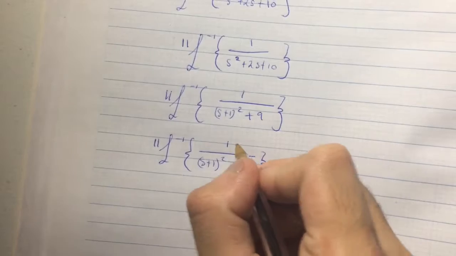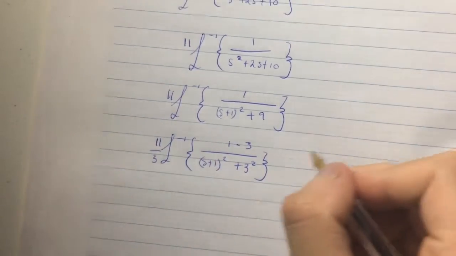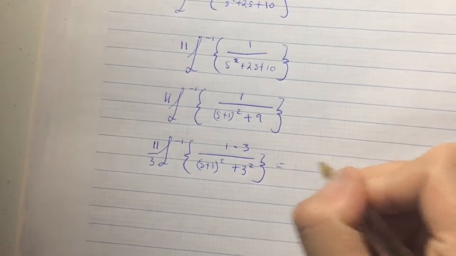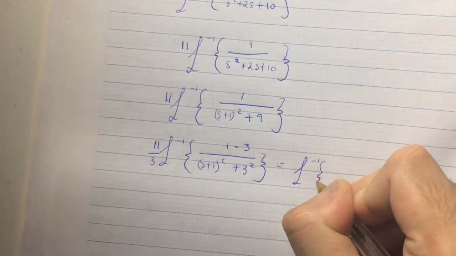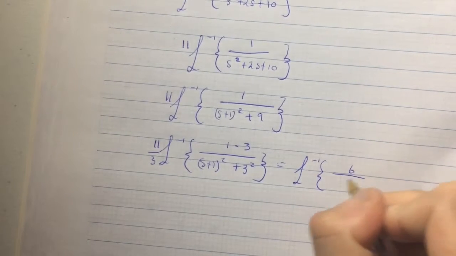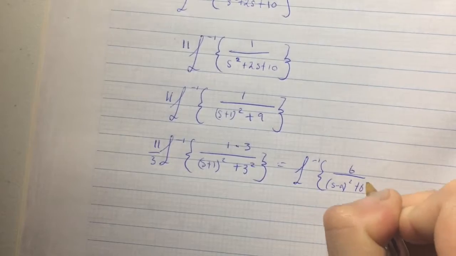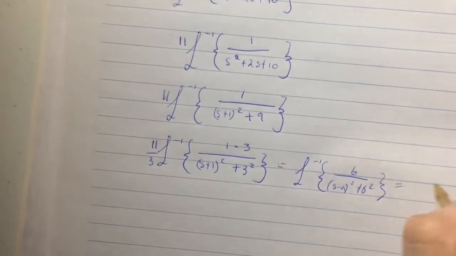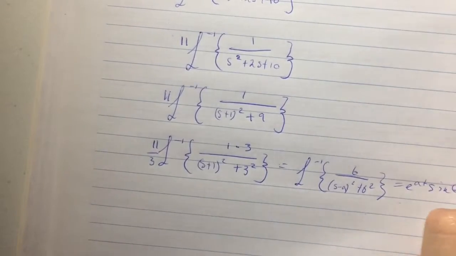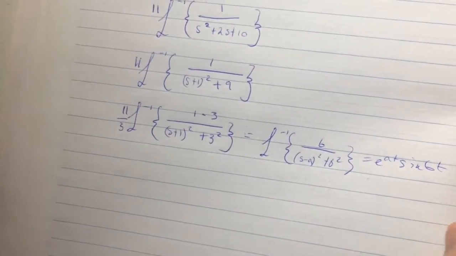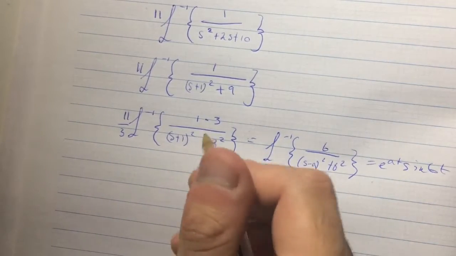I am going to multiply top and bottom by 3, because this is now in the form of the inverse Laplace transform of b over (s minus a) squared plus b squared, which was just equal to e to the at sine of bt, right? You remember, if you've watched my table video, you will see that this is practically the same thing.